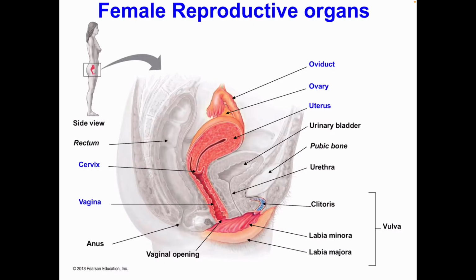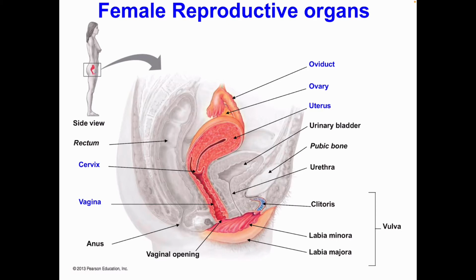This is a side view diagram of the female reproductive system. The parts labelled in blue are the ones that we need to know about. You can see we've got the oviduct and the ovary. Ovary is where eggs are produced and released from. The oviduct transports the eggs from the ovary to the uterus. The uterus is where the embryo will implant and develop.